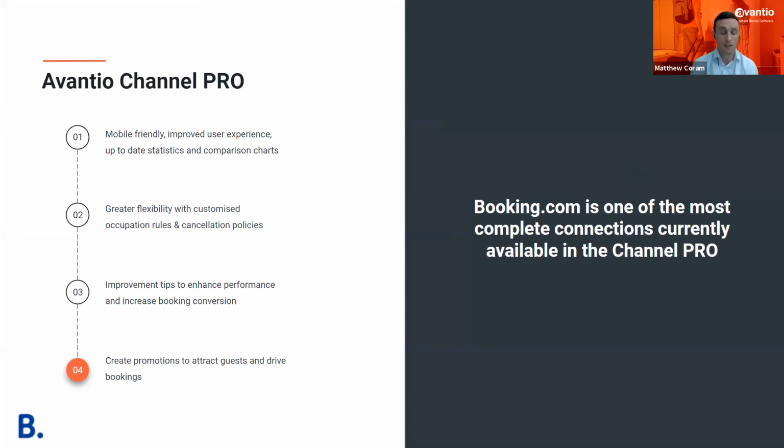For those of you using Avantio and connected to Booking.com, you will have already been migrated to the Channel Pro. So you will have seen that it is much more user-friendly, certainly mobile-friendly also, and gives you an improved experience and certainly much more information provided. So we're going to talk a little bit more about that in a moment's time. Using the Channel Pro, you'll also have greater flexibility with customized tools, so the occupation rules and your cancellation policies. So these can be directly implemented and configured from the Channel Pro itself.